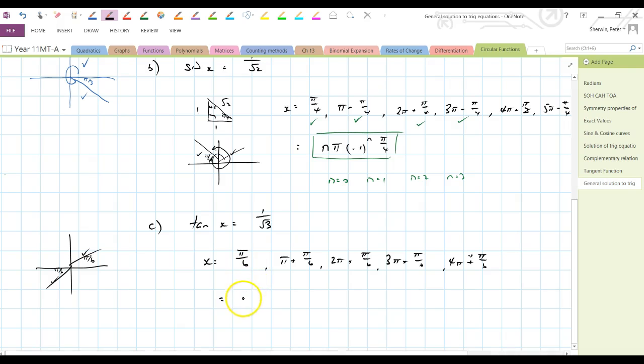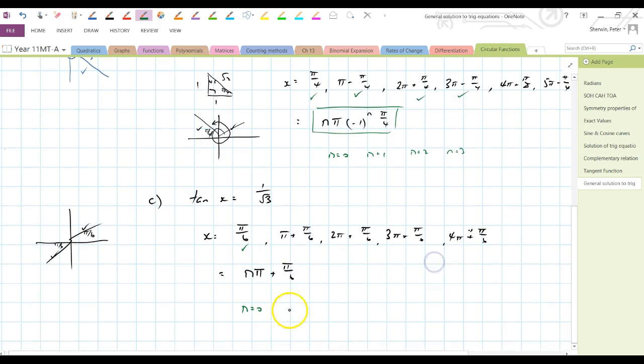Okay, so how did you go? I reckon it's n pi to pick up all these 2 pi, 3 pi, 4 pi, plus, it's always plus, pi over 6. Check the results of that. When n equals 0, we've got 0 plus pi on 6, it's that one. When n equals 1, we've got pi plus pi on 6. When n equals 2, we've got 2 pi plus pi on 6, and it goes like that.